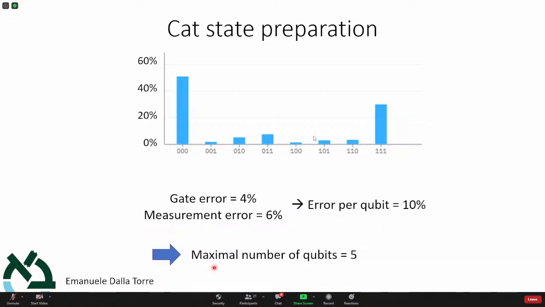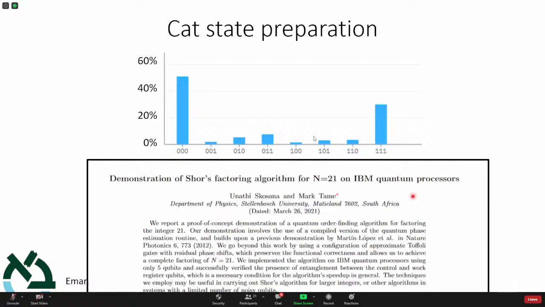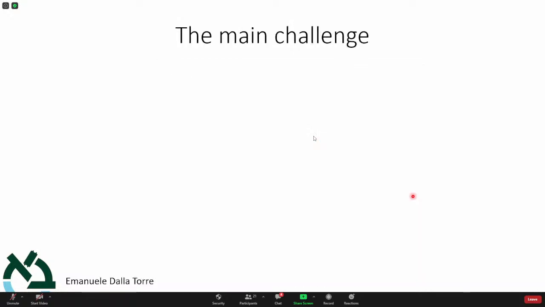But I'm bringing this example to tell you what the orders of magnitude are. Which errors? How should I read the fidelity of the computer? I'm saying take the error and multiply by the number of qubits. If you get on the order of 50%, that's useless. Okay, good. So what is the main challenge?